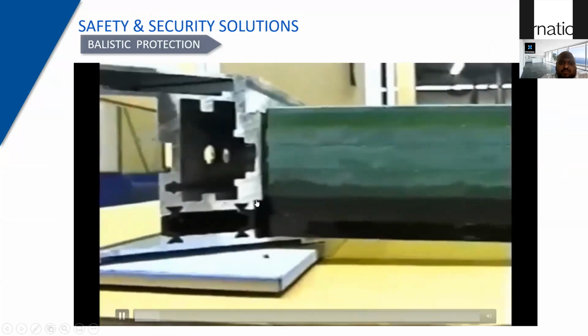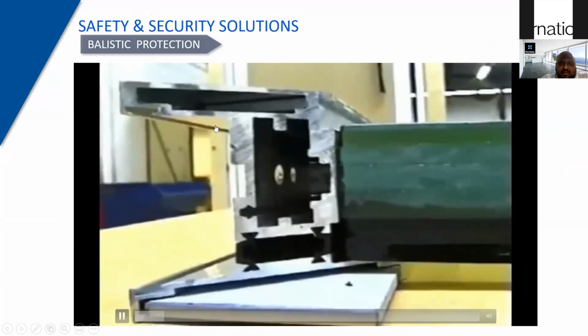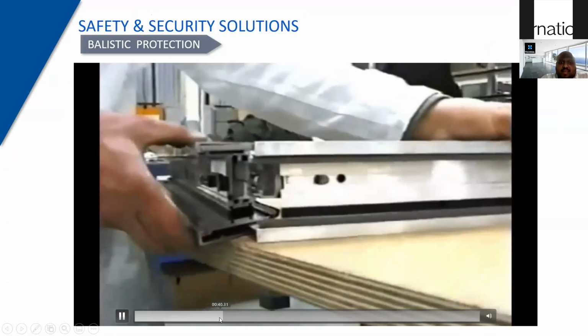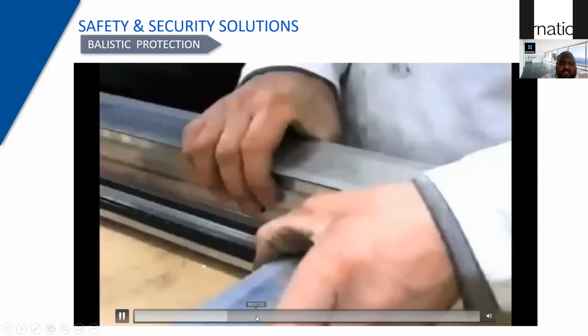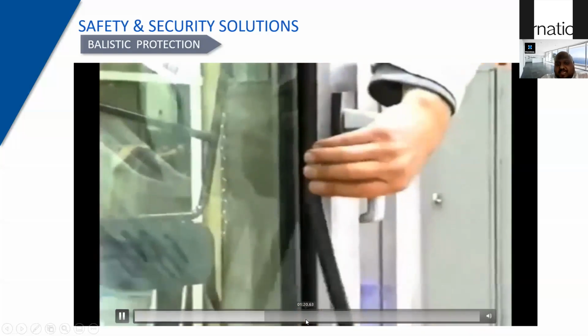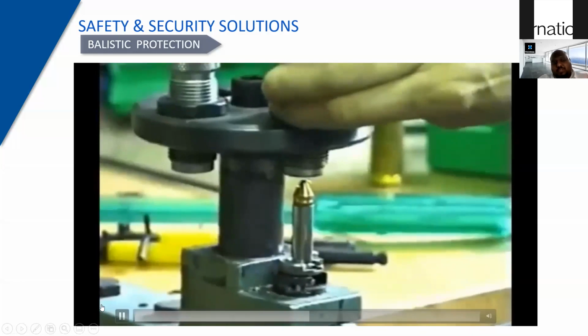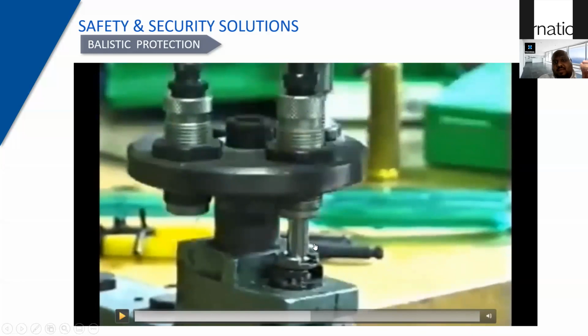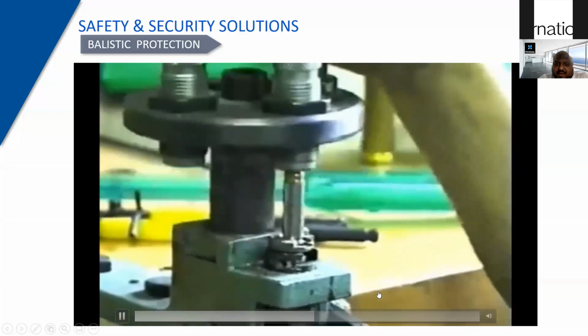This is a bulletproof glass which is being fitted onto a frame before installation. The gaskets and everything are installed as normal. This is where we choose the kind of bullet category. So we talked about FP1 to FP7. Depending upon the kilogram of gunpowder you use, you get to choose the kind of classification.